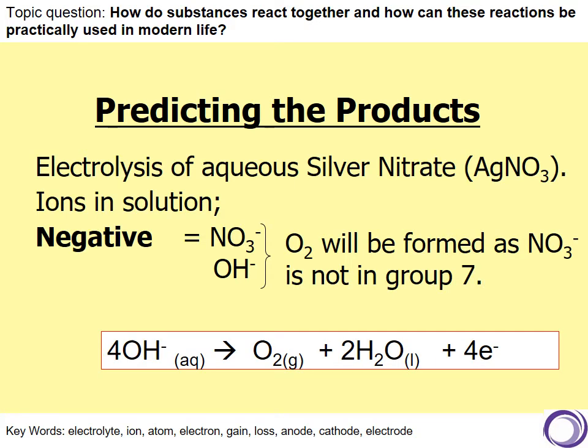In the example with the nitrate, we said this time there wasn't a group 7 element present, so oxygen would be formed. In this case, the half equation for that is 4 hydroxide ions reacting together to produce 1 oxygen molecule, 2 water molecules, and releasing 4 electrons. It's losing electrons, so that will still be oxidation.